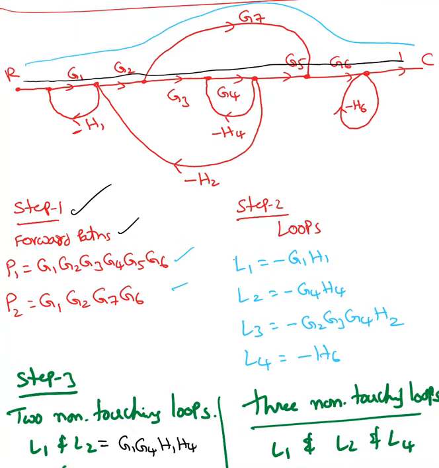Now step two, find all the loops. Here I have z1 minus h1, that's loop 1. z4 minus h4, loop 2. Loop 3 is z2, z3, z4 minus h2, and loop 4 is minus h6. These are the four loops.